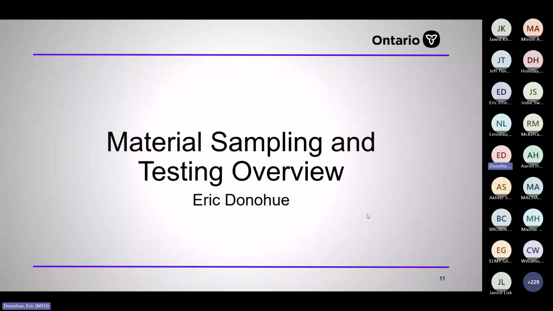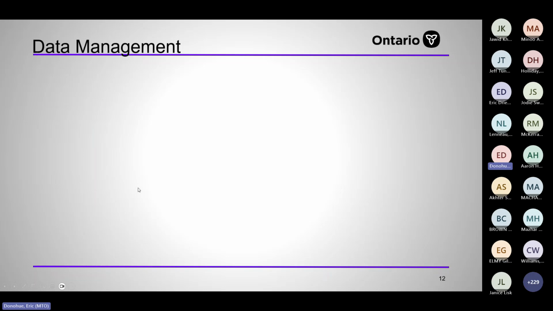There we go. All right, so I'm going to give you a bit of an overview on how the sampling and field testing works within the system, how we go about gathering samples, creating records, putting security seals on them, and carrying through to reviewing our samples for acceptance within the contract. First, we'll touch on data management.